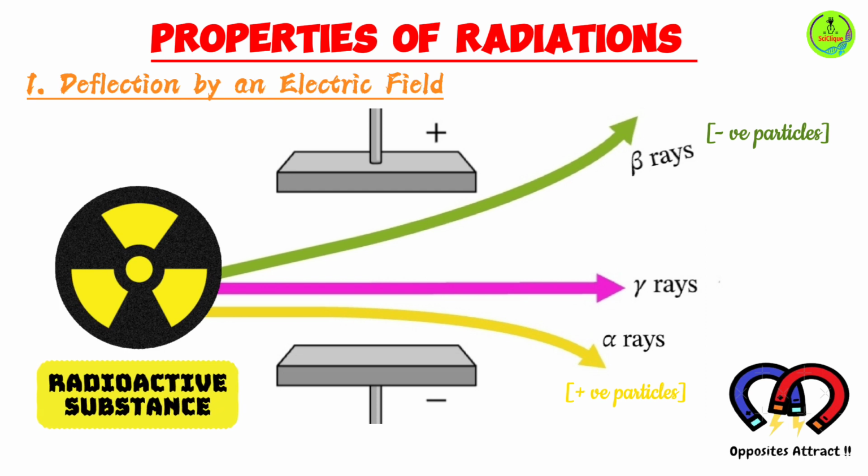Now, one last thing. I want you to observe the degree of deflection of the alpha particles and beta particles. Compare these two. What you're going to note is that the beta particles are deflected more compared to the alpha particles. The reason for this is because these particles have a smaller mass and are therefore lighter compared to the alpha particles, which are heavier. And therefore, the beta particles have a greater degree of deflection.